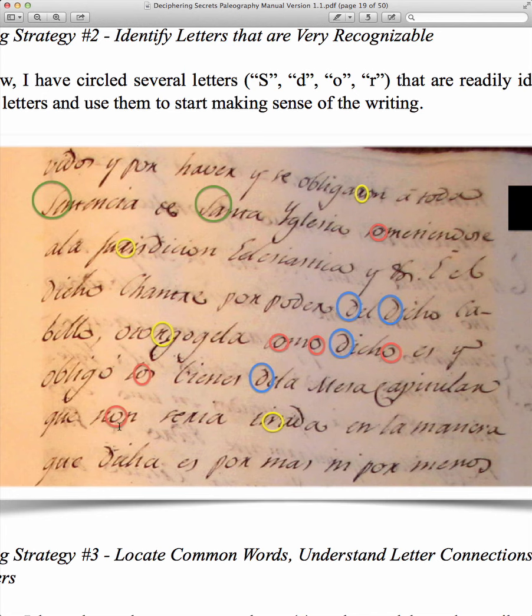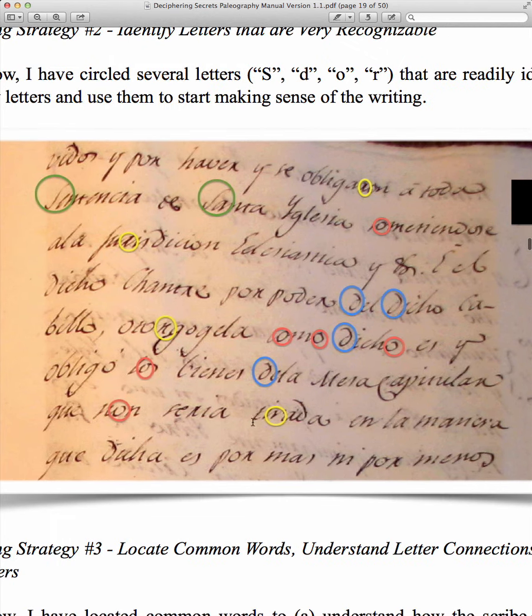I can immediately see these O's. There's an O here, an O here, another O, another O, another O. Everything circled in red is an O. Also, I can see S's right away. Circled in green, there's an S here, and an S here. Again, don't worry about reading the letters or the words. You're just looking for familiar shapes to get yourself accustomed to the handwriting. And here are D's I see right away, all circled in blue.